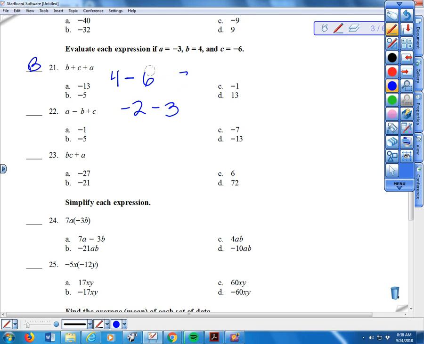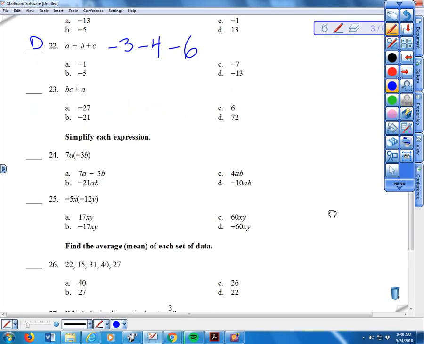Okay, let's put the numbers in again. A is negative 3, B is 4, C is negative 6. All of them are negative, so this is just an addition problem. My answer is going to be negative. 3 plus 4 is 7. 7 plus 6 is 13, and they're all negative, so it's negative 13. Adding and subtracting positive and negative numbers making a little more sense?